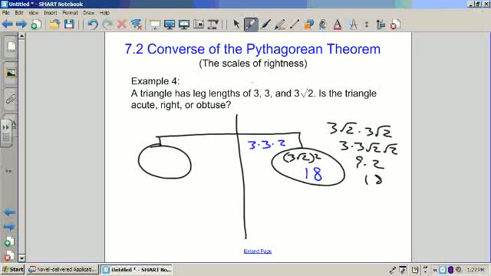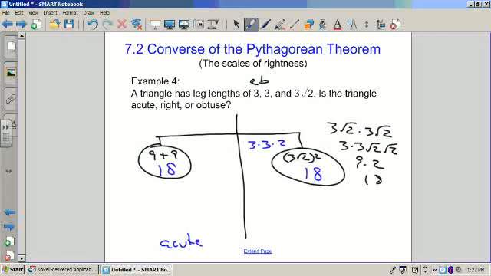On the left-hand side, I'm going to have a squared plus b squared. Doesn't matter which one a and b are, they're the same number. A squared is going to be 3 squared, which is 9. B squared is 3 squared, which is 9. 9 plus 9 is 18.